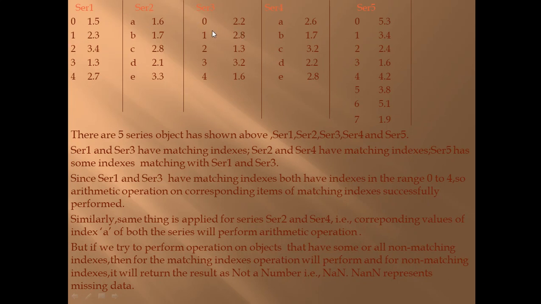So series 1 and series 3, all the indexes match, so no problem in arithmetic operation. The same way series 2 and series 4, no problem with arithmetic operations because the indexes match. For series 5, partial arithmetic operations will be performed with the matching indexes, and which series indexes match? Series 1 and series 3 indexes, 0 to 4. But for the rest of the indexes, 5, 6, 7, it will return the NaN value. So programmatically we will see how these arithmetic operations will be performed.